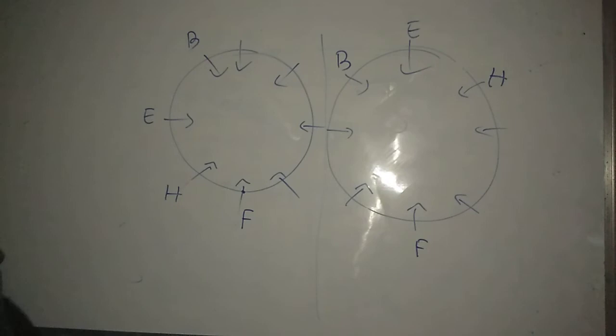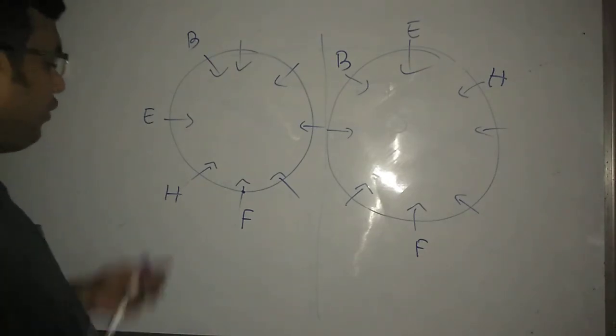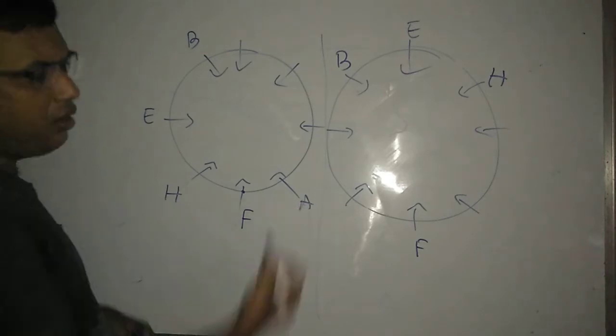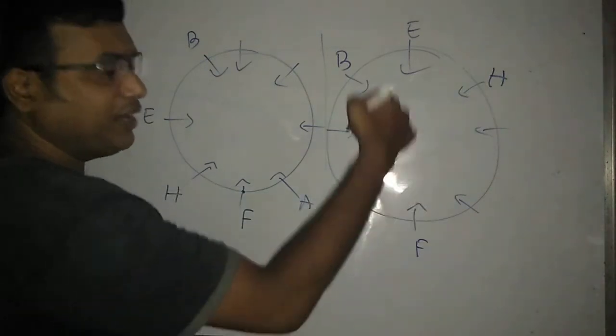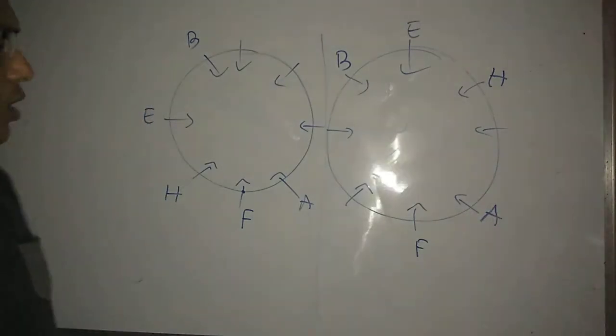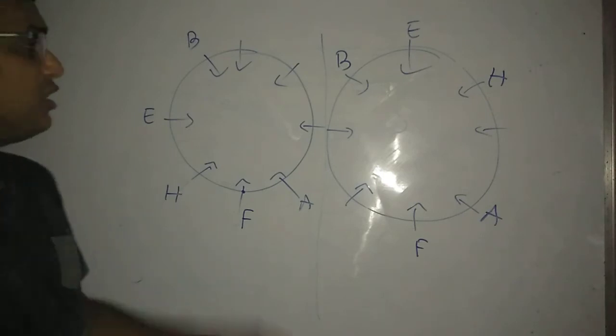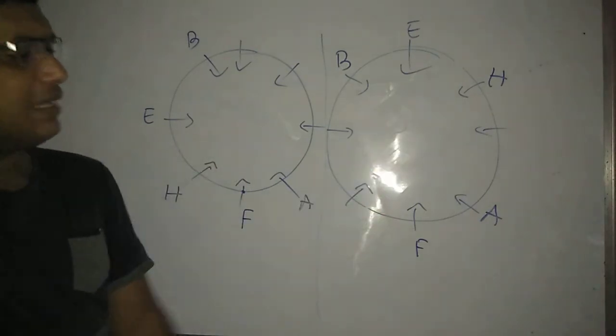Then next line, only one member is sitting between A and H. If H is here, you put A here. According to the second diagram, this is the position of A, right? So only one member is sitting between A and H. This is satisfied by the first diagram as well as the second diagram.